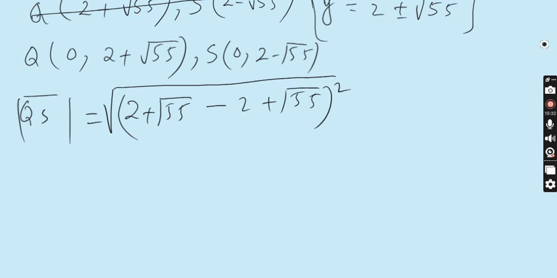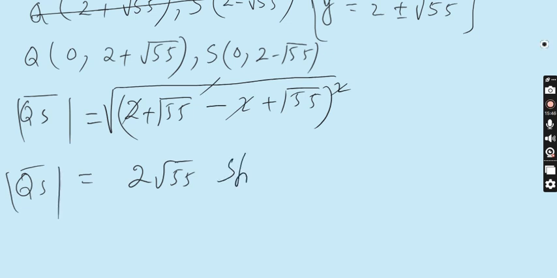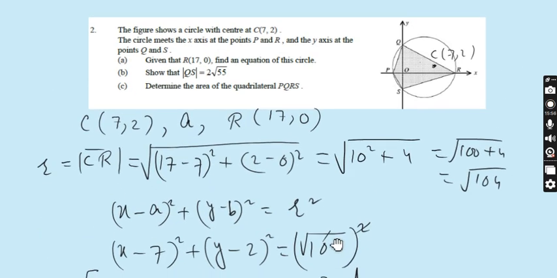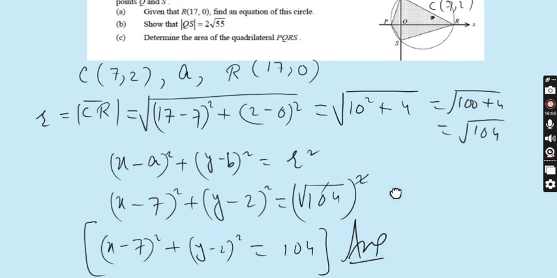So see carefully, minus 2 cancels plus 2, root 55 plus root 55 is 2 root 55, and this whole square cancels by the square root. So therefore we achieve the target shown. The requirement was to show that QS, the distance of QS, or you can say the magnitude of QS, is 2 root 55.